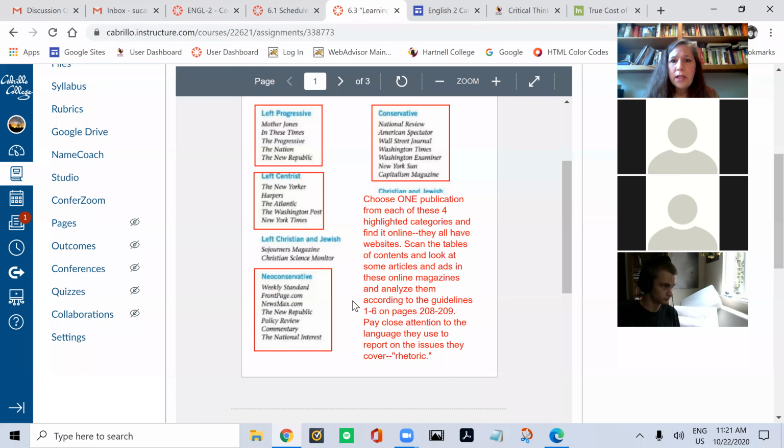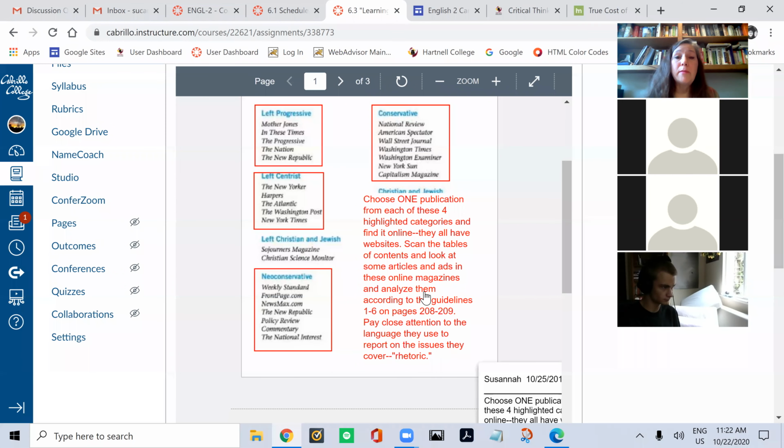And then analyze them according to the guidelines 1 through 6 on 208 to 209, which I'll show you in a minute. What you want to do when you're analyzing them is look for political viewpoints, indications of the attitude of the publication, the attitude of the author of the article. Look at at least one article for each of these. The attitude is being conveyed through the language. That's the main way that political viewpoints are conveyed in print, through the word choices that people make.